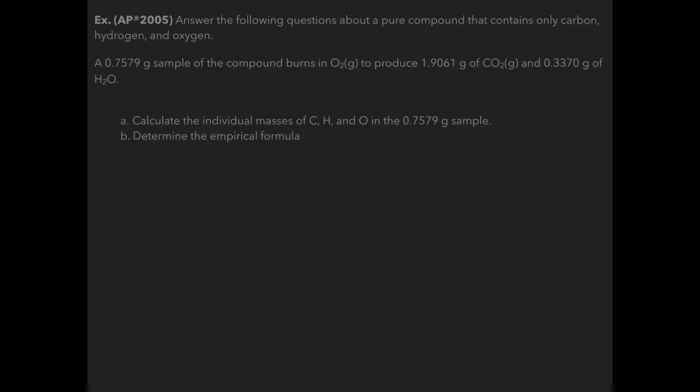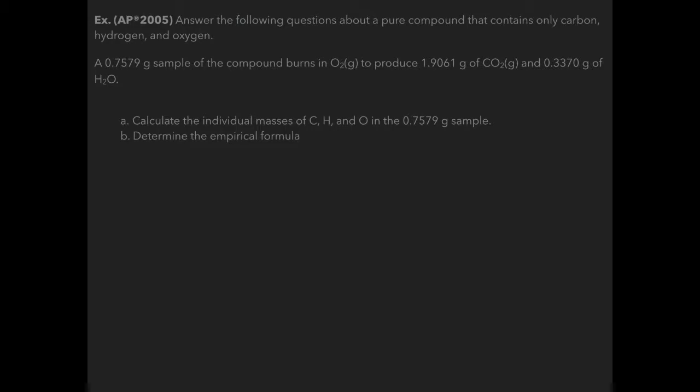Well, what if it's not so obvious? Okay, so let's look at a problem here. If you notice, it tells you that the compound only has carbon, hydrogen, and oxygen. You've got a sample that burns in oxygen, and it produces that amount of carbon dioxide and that amount of water. So it says calculate the individual masses in that sample.